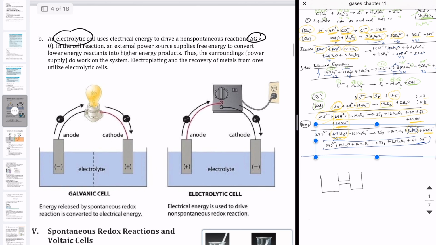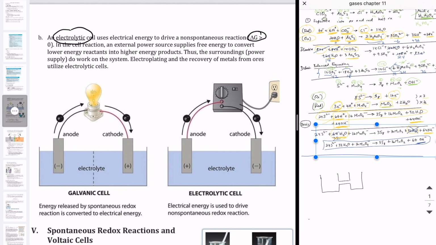Okay, so this picture just shows you what the two look like. In a galvanic cell, you basically have a reaction happening, and I'll talk in more detail on how this works, but as a result of the reaction, electrons are being transferred from one compartment to the other. As the electrons move, they generate kinetic energy. That kinetic energy is then used to do some work, in this case to light this light bulb.